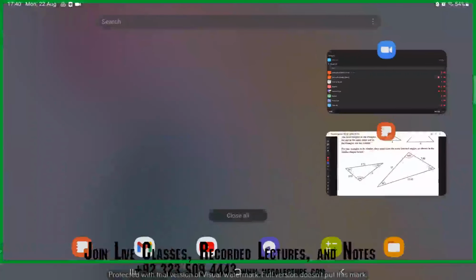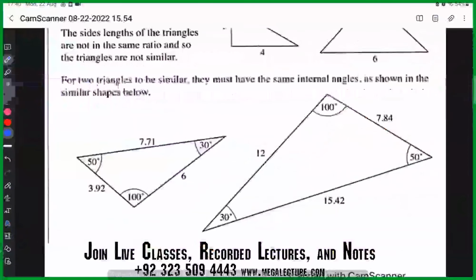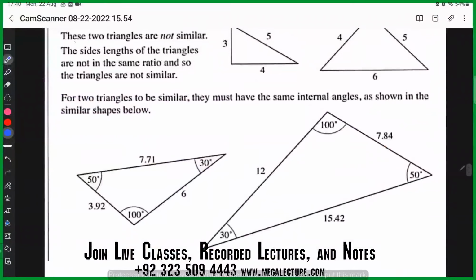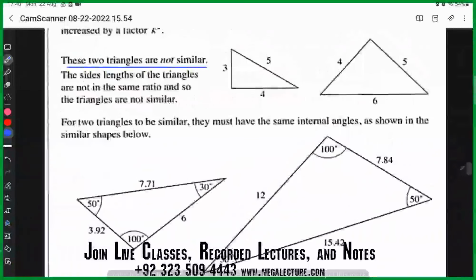Look at this. These triangles are not similar. And why are they not similar? The side lengths of the triangles are not in the same ratio, and so the triangles are not similar. So for similarity, we have two things. Number one, the side ratio.